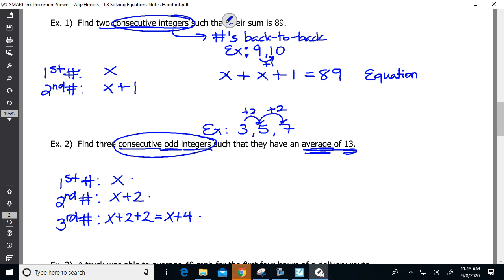That means if I add them up and divide by 3, since I added 3 numbers, it has to equal 13. So there's my equation. That's your equation.